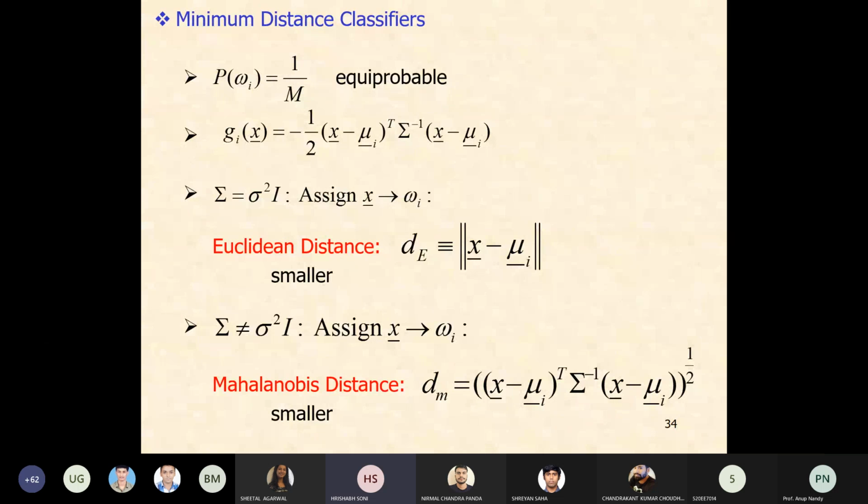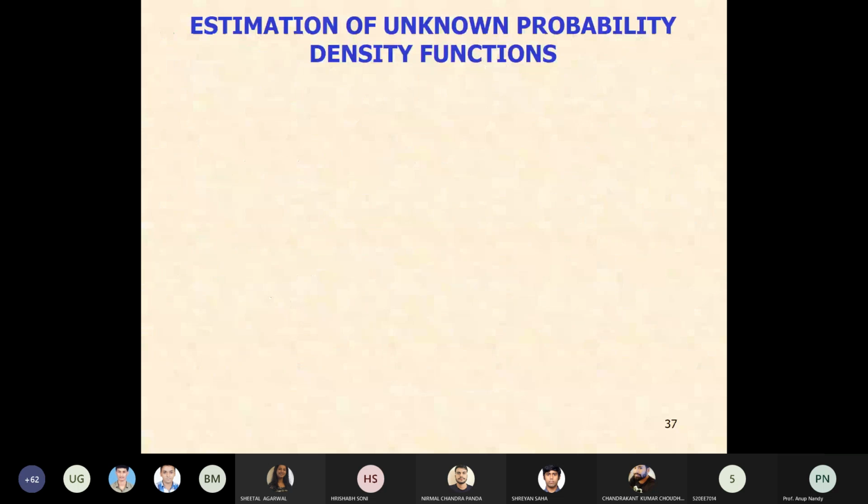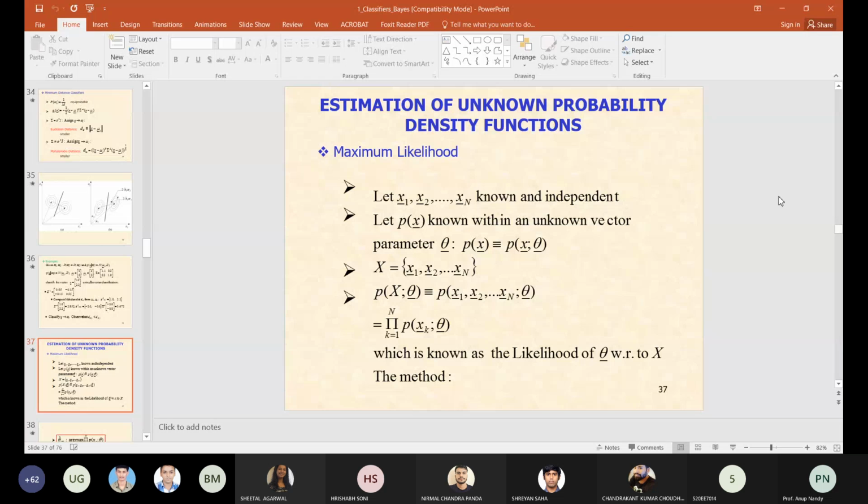I'm just adding the PPT. Next class I will be discussing the estimation of unknown probability density functions.